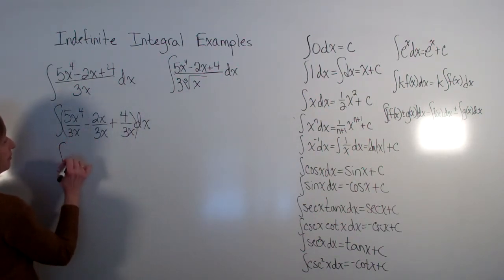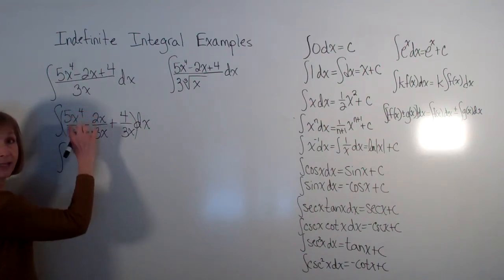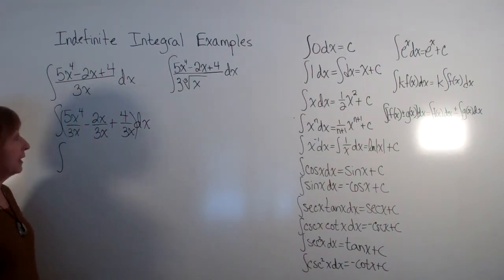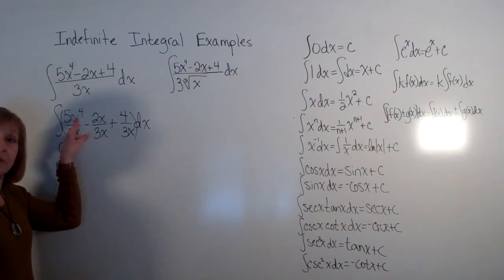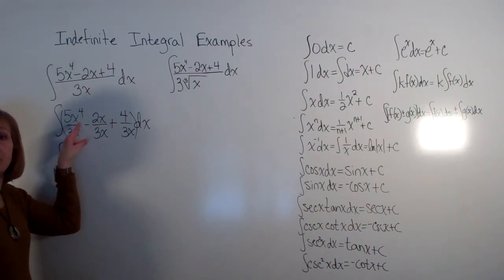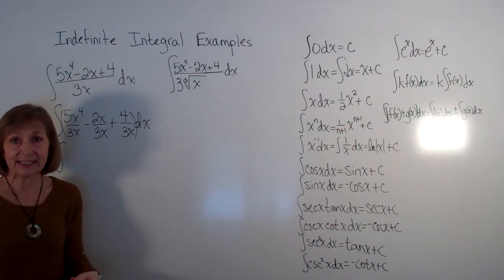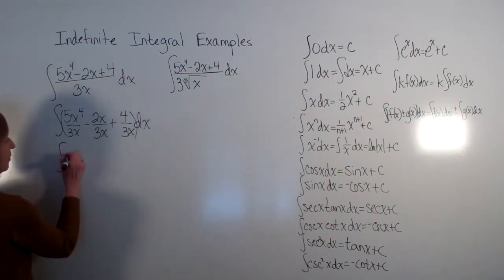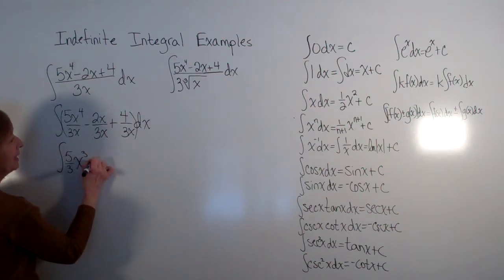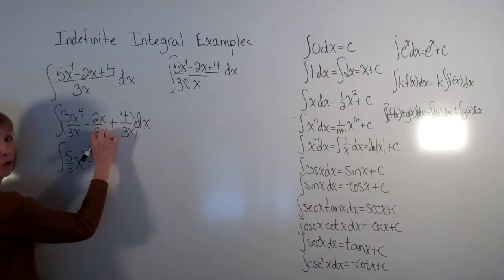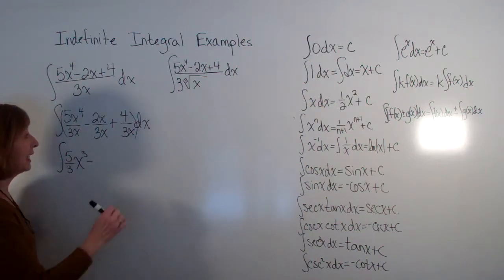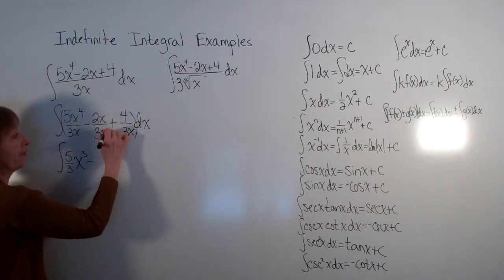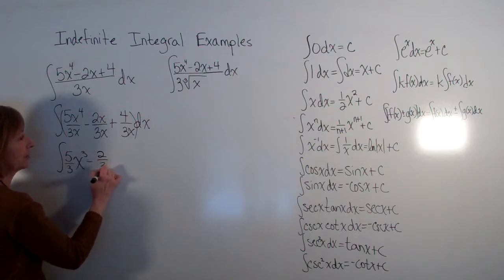So in our first fraction, there's no common factor between the 5 and the 3. But with my variable base to number powers, remember if I'm dividing exponential expressions, I keep the base and I subtract the exponents. So this will be 5/3 x to the 4 minus 1, or 3rd power. And then minus, well here there's no common factor between the 2 or the 3, but I can remove the common factors of x and I get 2/3.